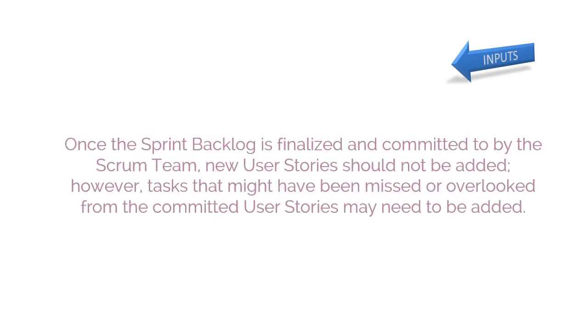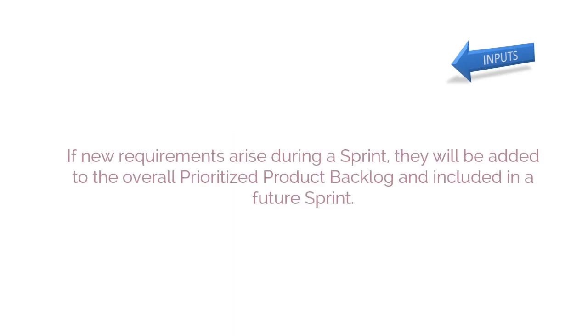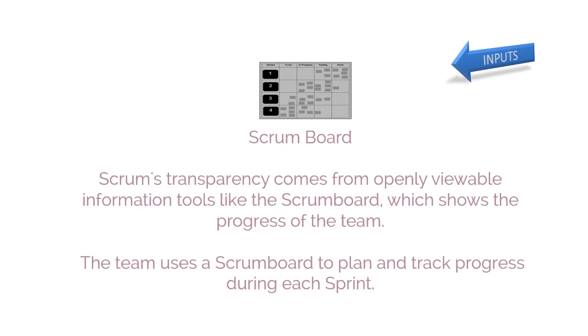Once the Sprint Backlog is finalized and committed to by the Scrum team, new user stories should not be added. However, tasks that might have been missed or overlooked from the committed user stories may need to be added. If new requirements arise during a sprint, they will be added to the overall prioritized product backlog and included in a future sprint. Scrum Board is the next input. Scrum's transparency comes from openly viewable information tools like the Scrum Board, which shows the progress of the team.